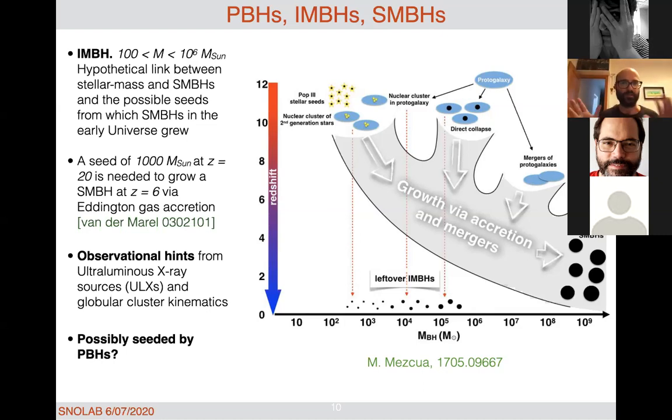And the mass here should lie in this range, right? Between 100 and 10 to the 5, 10 to the 6 solar masses. And these could actually have formed in the very early universe, and could be the seeds, for example, that gave origin to the supermassive black holes via hierarchical mergers, for example, or accretion.